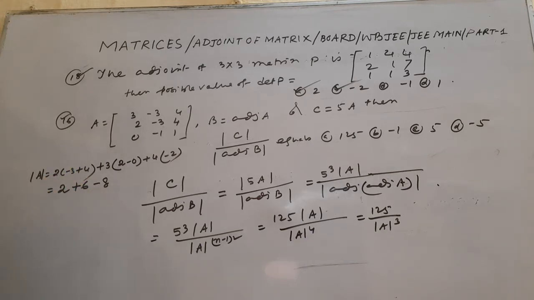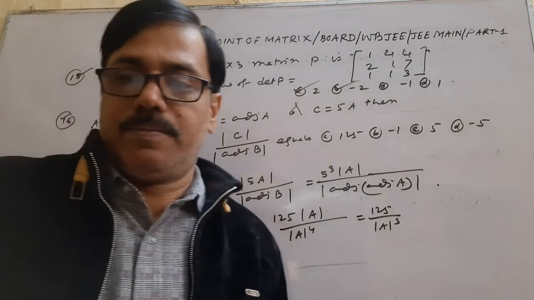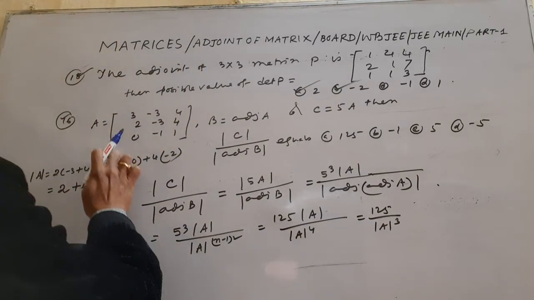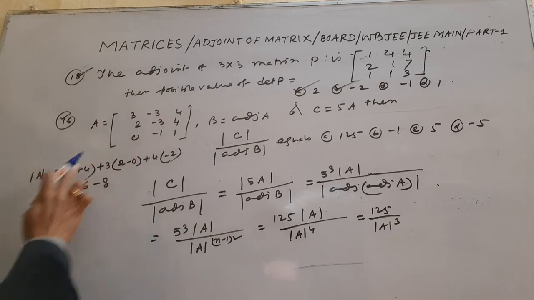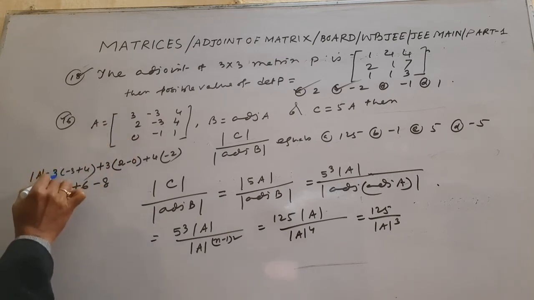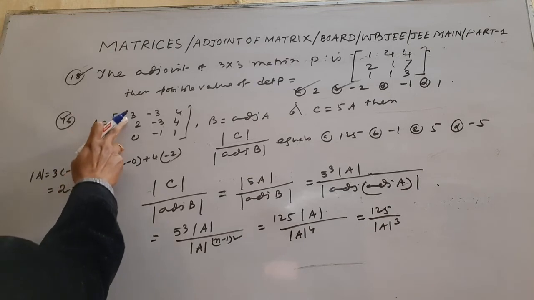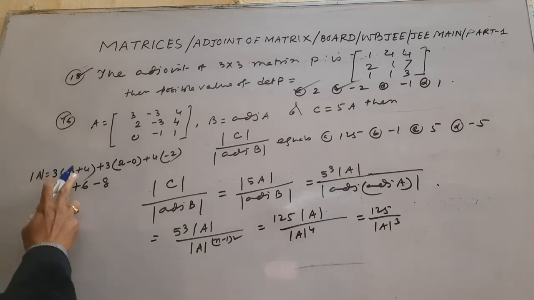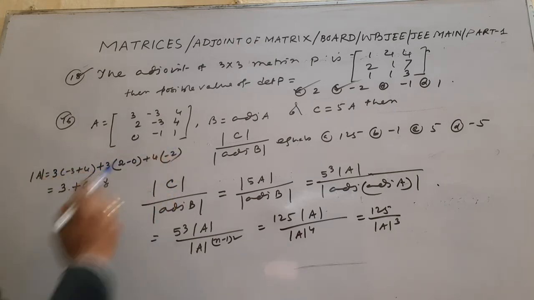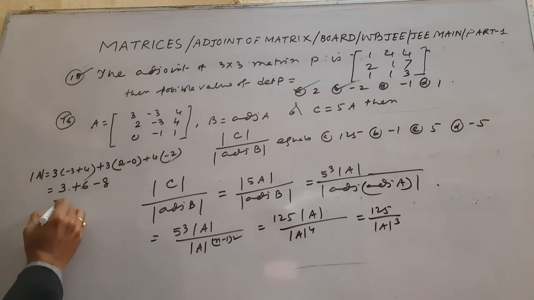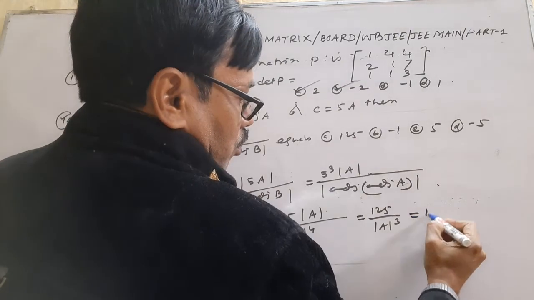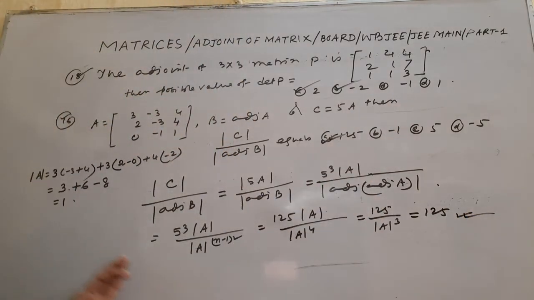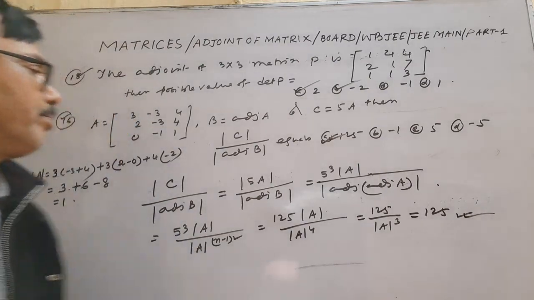So let us verify the value of A. Look, what is the value of determinant A? Determinant A, this is 3 into, not 2 into. This is wrong. This is 3 into. So this will be 3, 3 plus 6, this is minus 8. So 9 minus 8 equals to 1. So what is the value? 1 to 5. So this is a 4 marks problem of JEE Main.